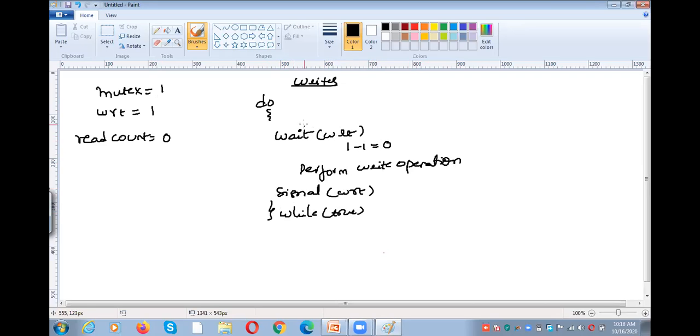Whenever the first writer, process 1, wants to perform the write operation, what does it have to do? Wait of WRT. What is the WRT value? 1, so 1 minus 1 is 0. If any other process also tries to perform the write operation, it has to do wait of WRT, but it is unable to proceed until the first process is done.